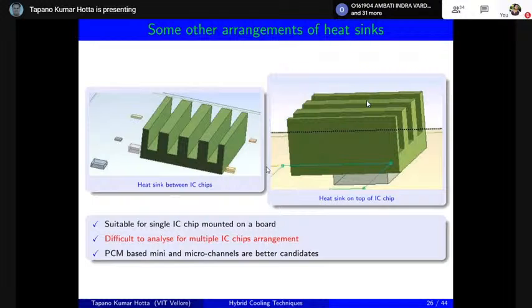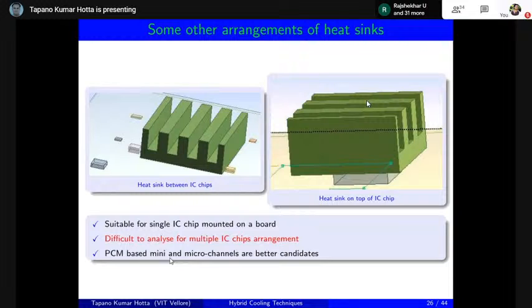So what we have done is gone to the next technique using the same PCM. We have gone to PCM based mini channels or micro channels. These were found to be a better candidate, and people have also done a lot of work on these mini channel based PCMs. This was found to be an extremely useful technique, so that the temperature of the IC chips has been reduced drastically.